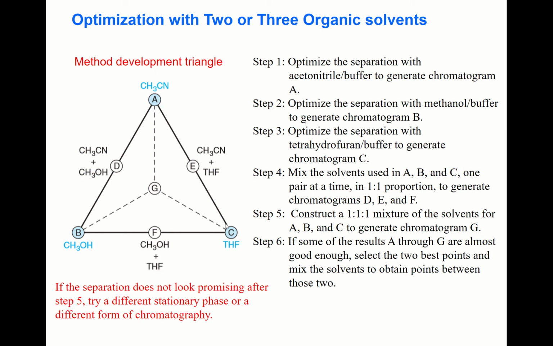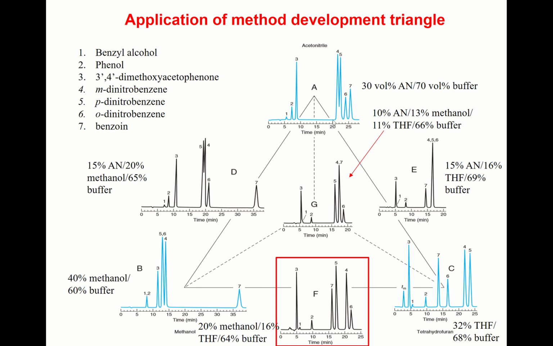Okay, and let's examine how to do it. We simply follow the steps. All right. The first step is to optimize the separation with acetonitrile and buffer to generate chromatogram A. Okay, here is the chromatogram. Look at that. This chromatogram, by the way, has seven organic molecules.